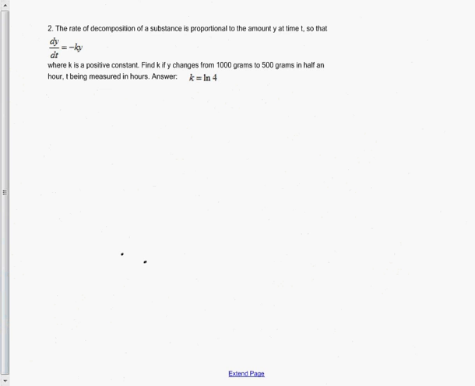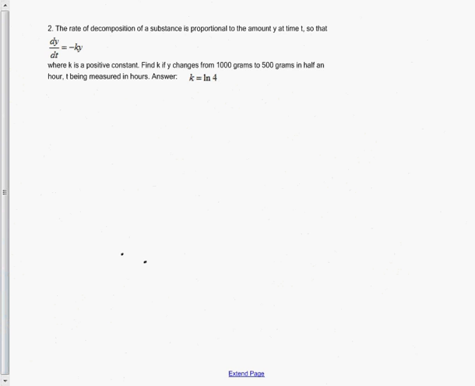Let's look at another one. This is the rate of decomposition of a substance. That means it's a negative, so instead of the growth expanding, the growth is decreasing, diminishing. So the rate of decomposition of a substance is proportional to the amount y at time t. Put the differential equation there where k is some positive constant. Find k if y changes from 100 grams to 500 grams in half an hour.